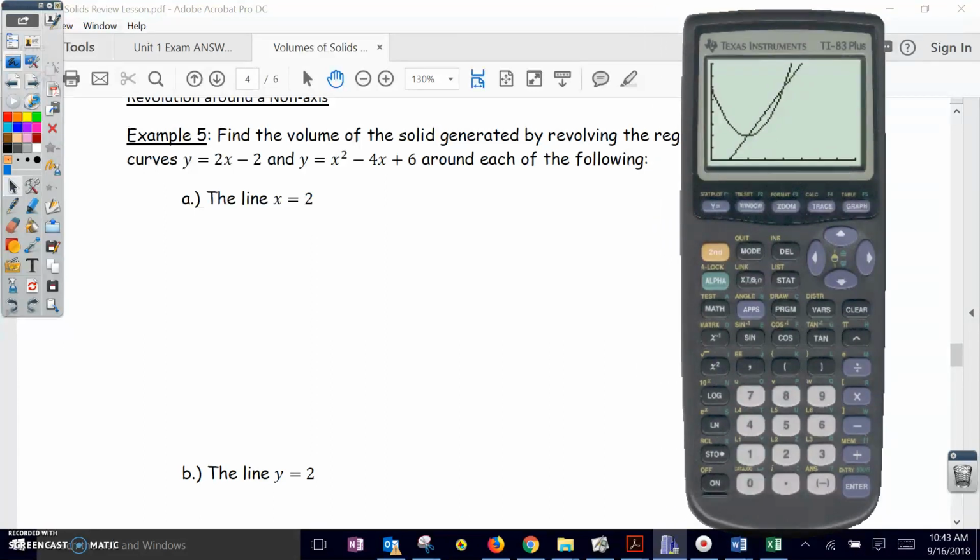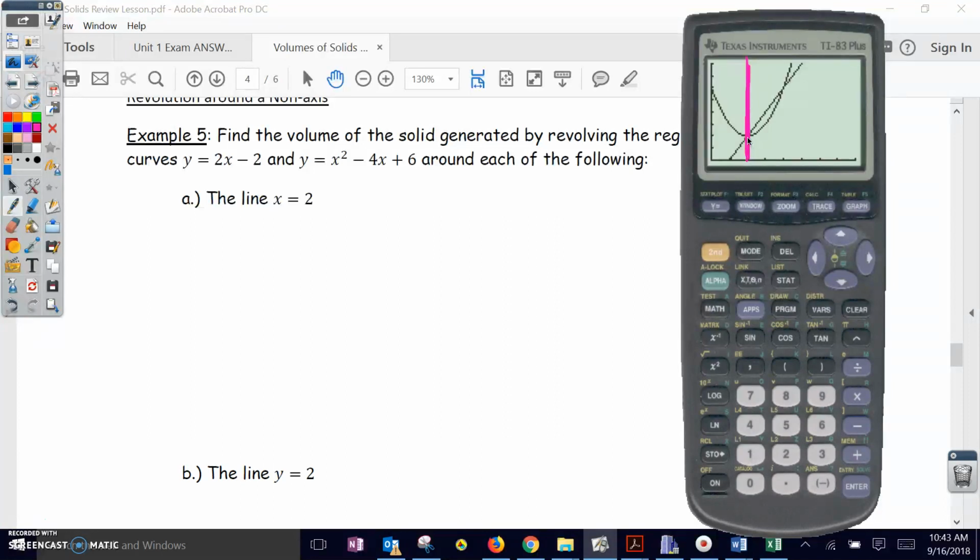First we're going to go around the line x equals 2. And that's this vertical line right here. Okay, so in order to set this up, we're dealing with curves that we're revolving around a line parallel to the y-axis. So all of our curves we need as functions of y in order to write this integral. And that's going to be the first challenge in this problem.